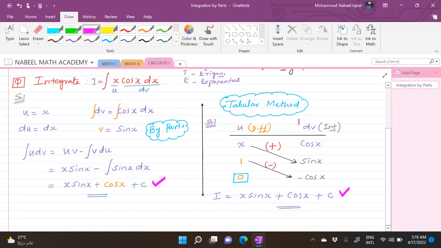And there is some restriction in the tabular method. At the last, compulsorily the value must be 0. Then only you can apply the tabular method. Otherwise, you cannot apply this method. Clear? So in other words, whenever you find a polynomial or an algebraic expression, then only it is continuously differentiable and leads to 0. So then only we can apply the tabular method. So we will solve one more problem in this one.